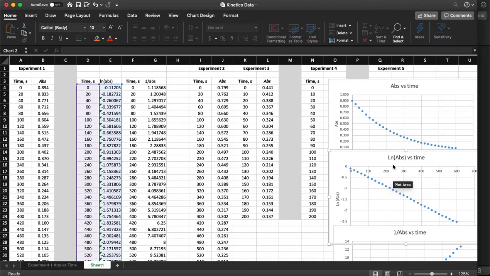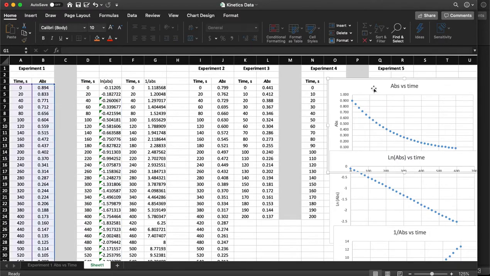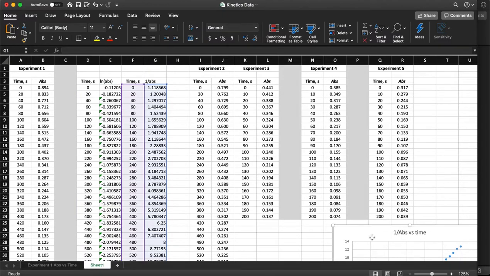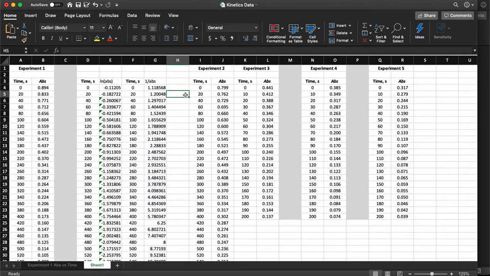To do that, I'm going to delete these images of these plots so that they're not in our way here. What I want to do is make a plot of time versus natural log of absorbance for all 5 of these experiments. But the way CSE Pub wants you to do it, it wants all 5 plots, or basically all 5 trend lines and everything, all in one chart. And I want to show you guys how you can go about making something of that sort as well.